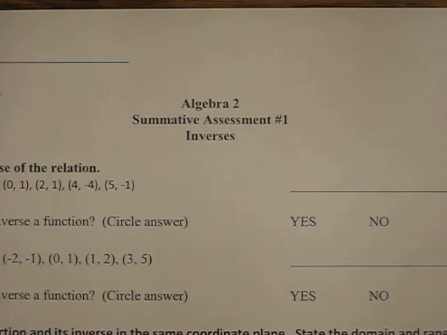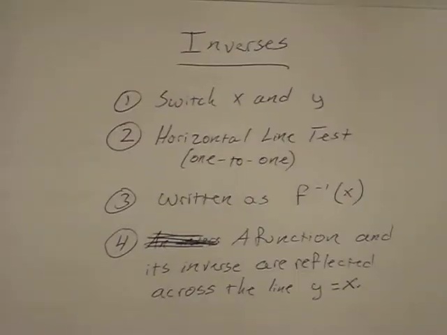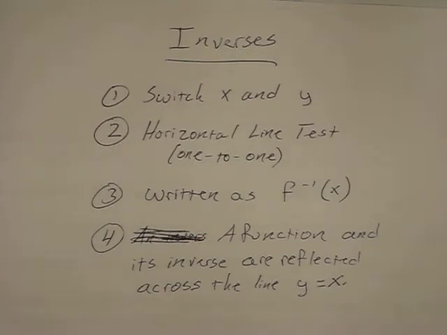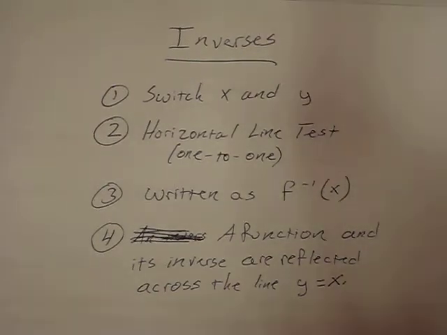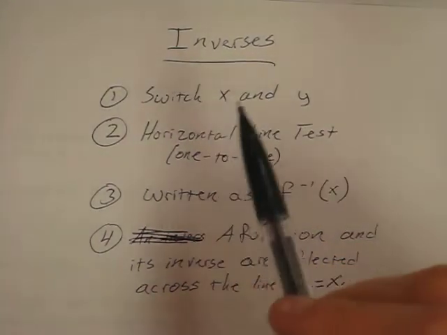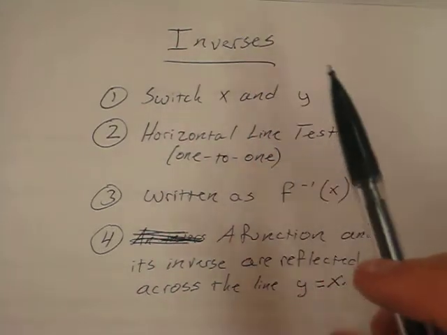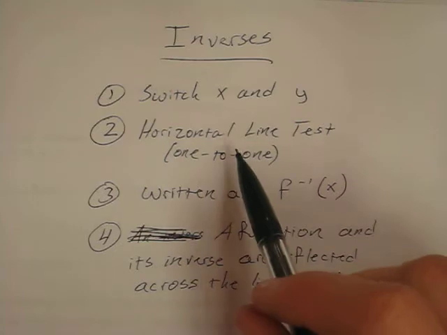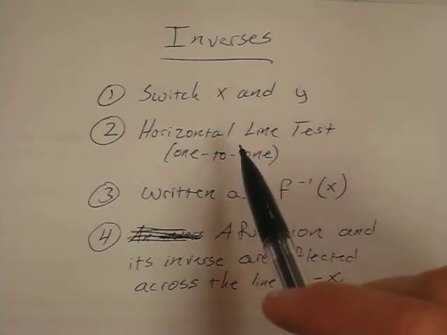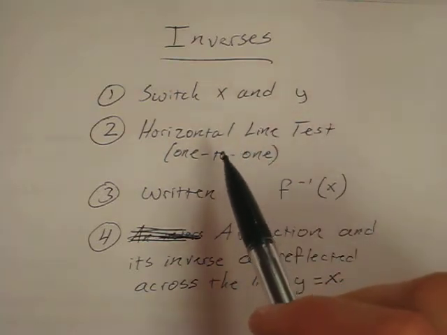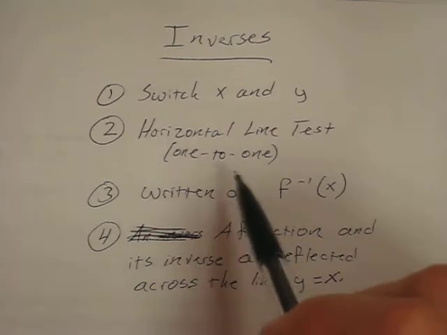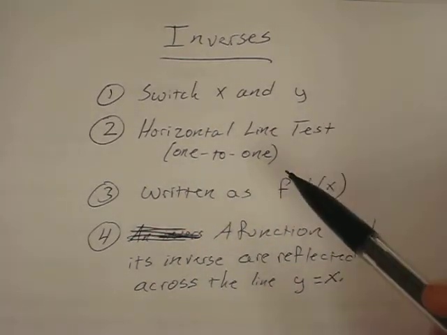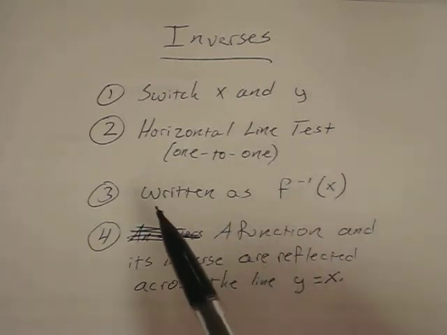Okay, with inverses, remember there are 4 things that you need to keep in mind, pretty much. One is you switch x and y. That's how you find an inverse. If I give you a table or points or anything, you just switch x and y and you have the inverse. The second thing is that inverses will pass the horizontal line test. That indicates that they are one-to-one functions. So if I use that vocabulary during these videos, you'll know what that means.